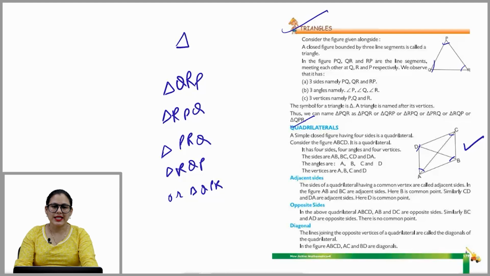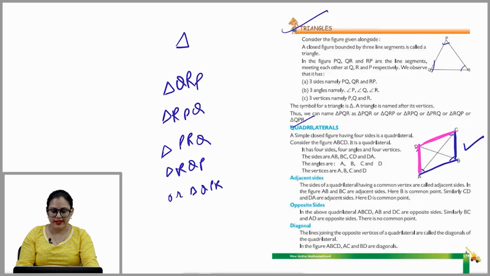Adjacent sides. The sides of a quadrilateral having a common vertex are called adjacent sides. In the figure, AB and BC are adjacent sides because here B is the common point. Similarly, we have CD and DA as adjacent sides. Here D is the common point.